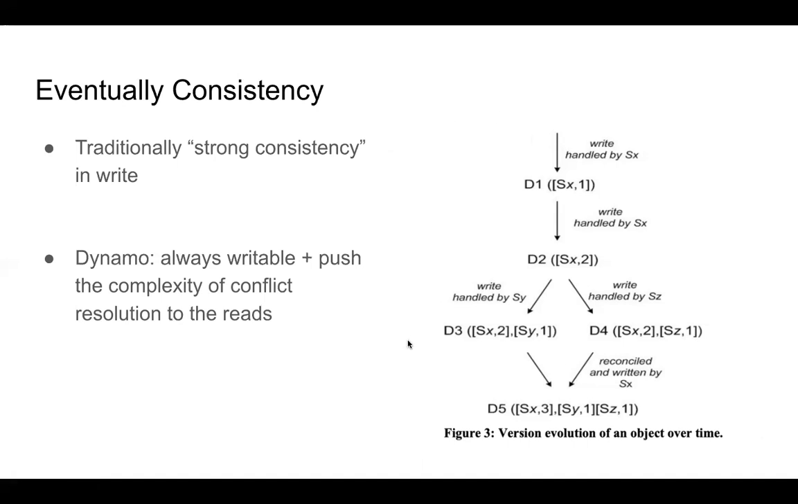We can see that there is a conflict happening at this vector time. How does Dynamo solve it? It just retains both of the versions and lets the application resolve this conflict.